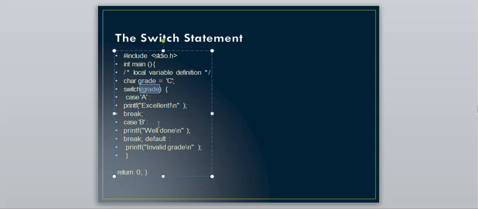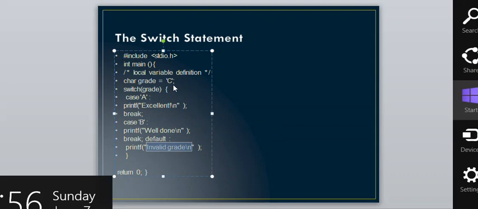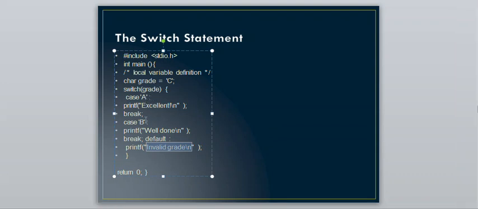At the default statement, it will never check any condition. It will directly print invalid grade. This means the grade you have given is not matching with your existing grades, like A and B. C is something else. C is not A, C is not B.